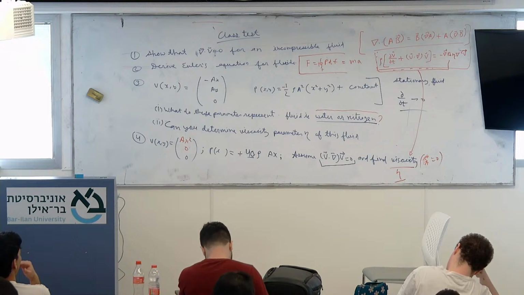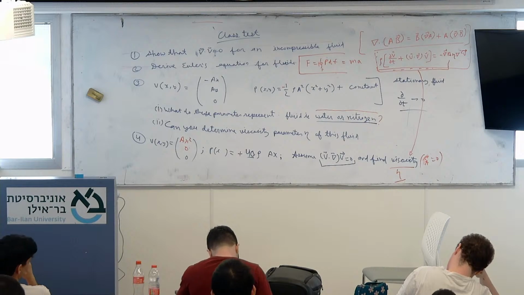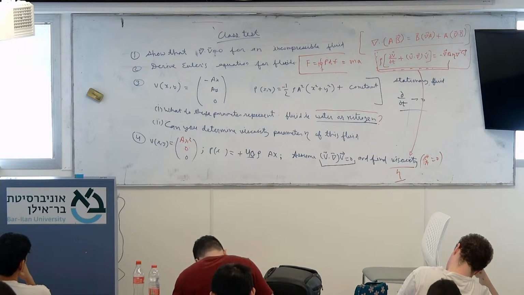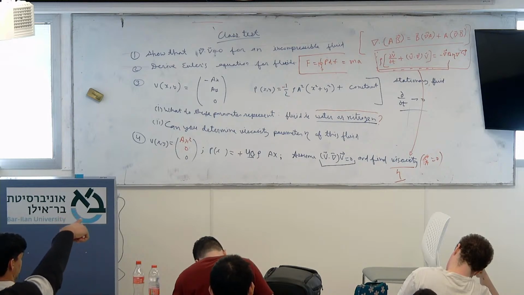Assume V dot grad V equals 0. Why do we assume this? I'll explain in today's lecture. Find only eta. Use the equation that I wrote there.